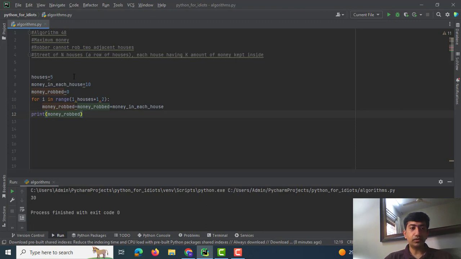Now if I change the houses to say 2, and money in each house is 12, the thief can only rob one house because the second house is the adjacent one and he cannot rob it. So the money he has robbed from this particular street is 12.